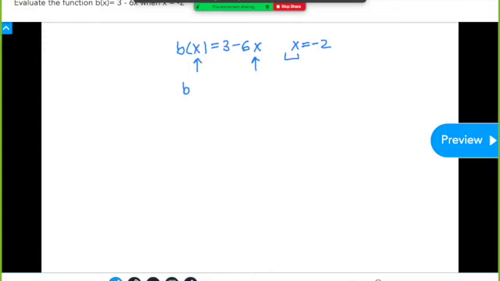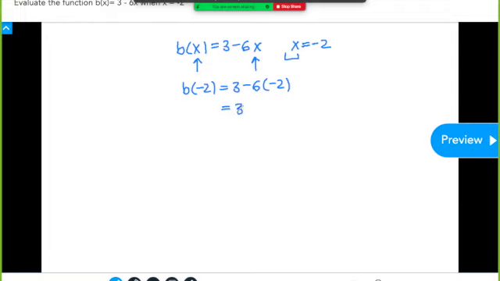So I'm going to get b of negative 2 equals 3 minus 6 times negative 2. And we want to make sure to have those parentheses because that differentiates the negative 6 minus 2 from negative 6 times negative 2. And so all I need to do now is just solve.